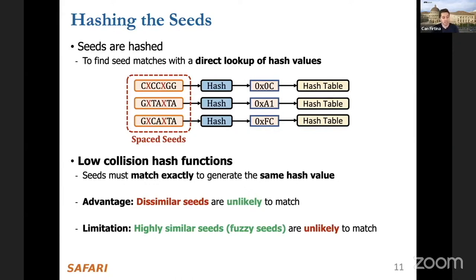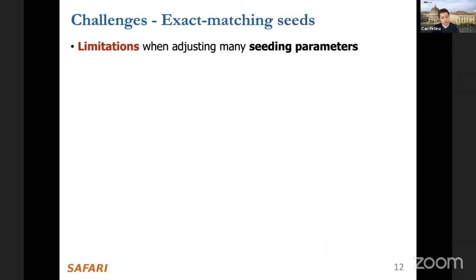So forcing the seeds to exactly match to a particular region could lead us to generate less accurate results. I'll cover all these potential limitations or challenges in this slide, when matching the seeds exactly to each other.